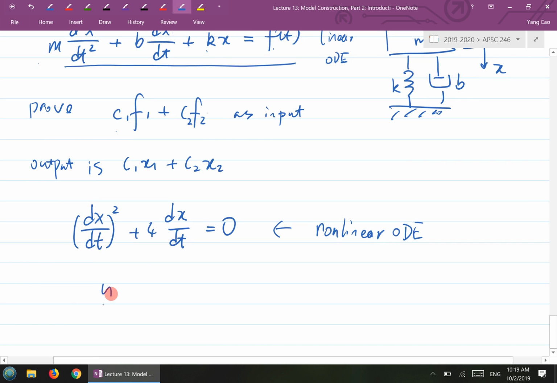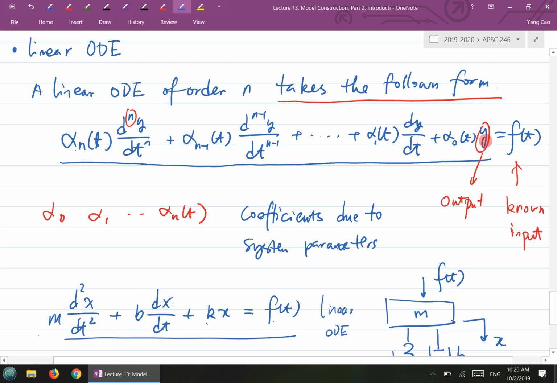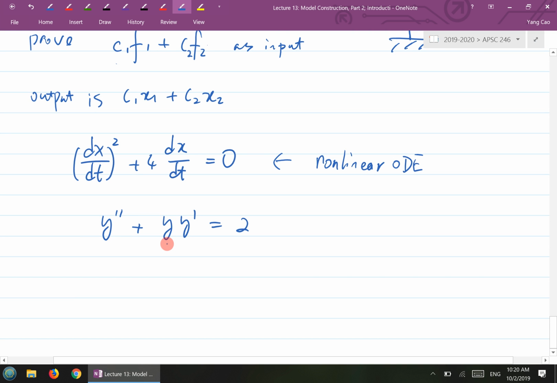How about this one? y double prime plus y times y prime equal to 2. Do you think this is a linear ODE or non-linear ODE? Compare this with the general format. If you look at the coefficients for all the y terms, none of the coefficients is a function of y. So you cannot have y here as a coefficient. So this is not linear. Again, it's a non-linear ODE.